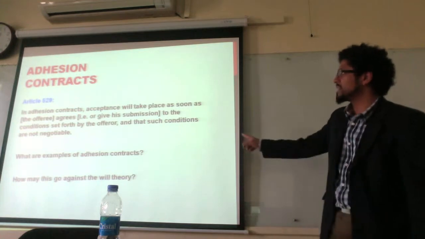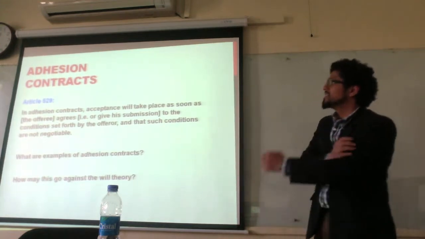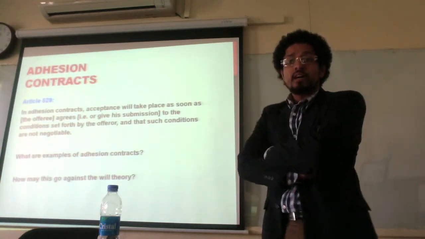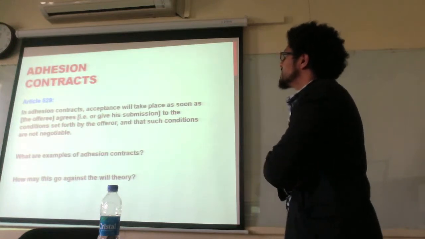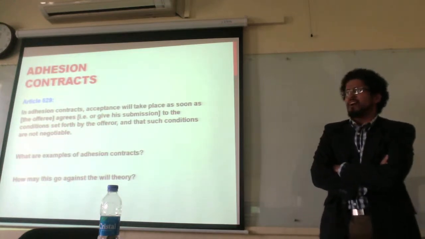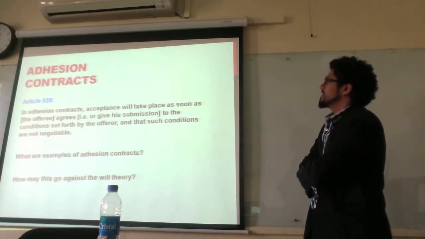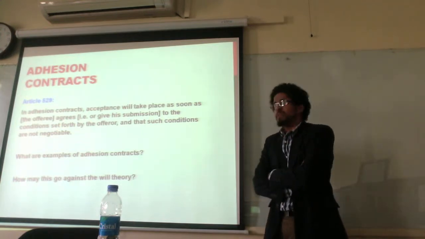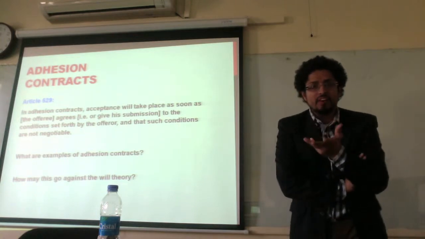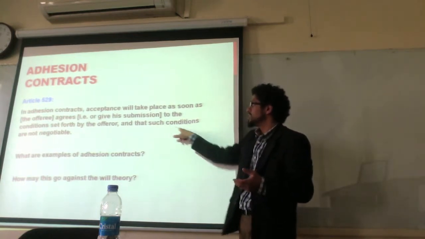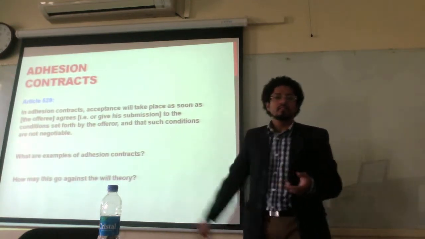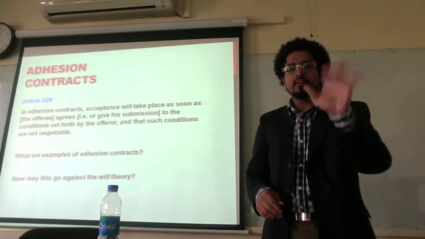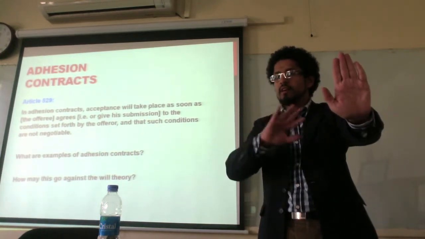The last point I want to actually introduce you to is this concept of adhesion contracts. An adhesion contract is in Article 592, and it's really simply that one party provides an offer to another, and the conditions are not negotiable. So it's just you take it. Here's what you can have. Either take it or leave it.